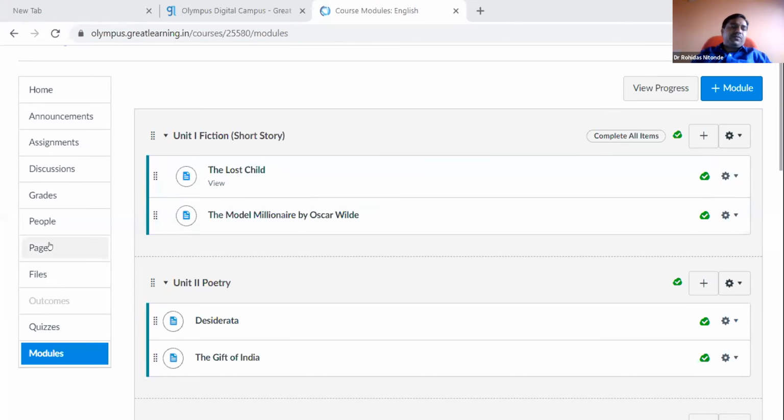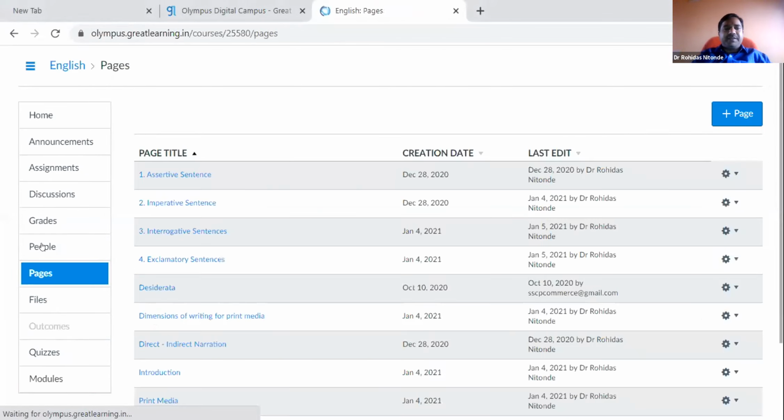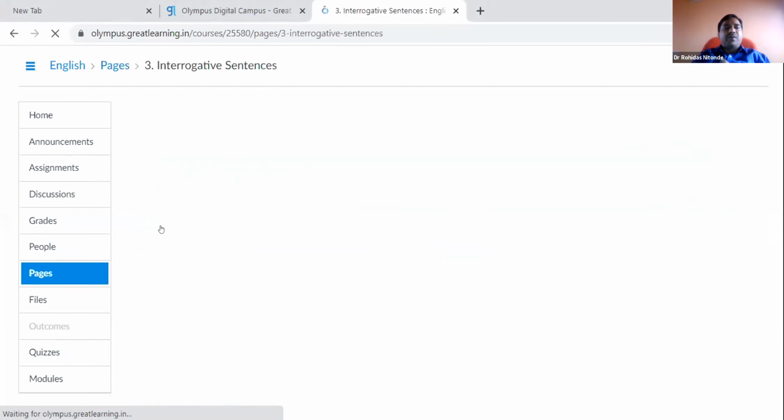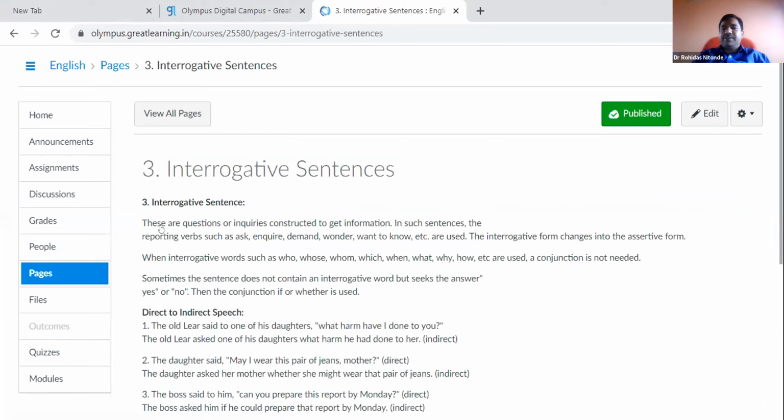Okay, should we go to the pages section? And in the pages section, the page that we want to read today is interrogative sentences. Okay, can you see the screen? Yes, sir. Very good, thank you.